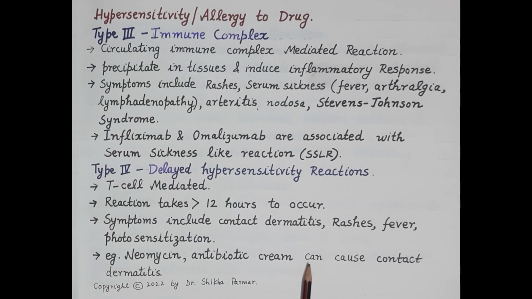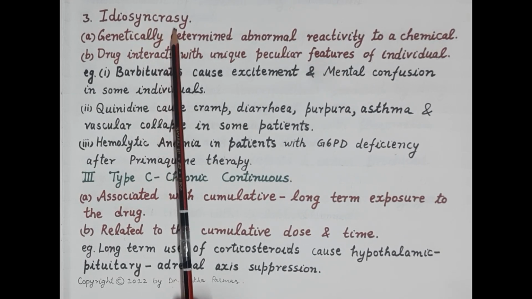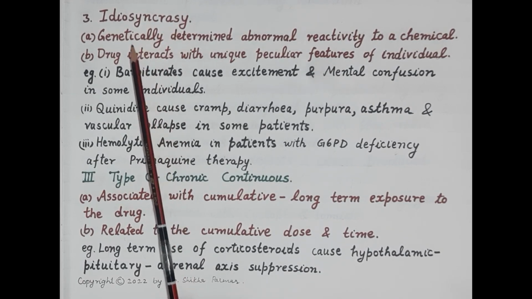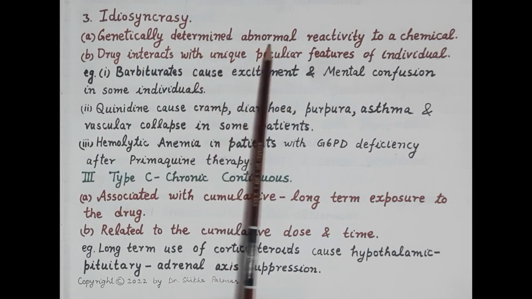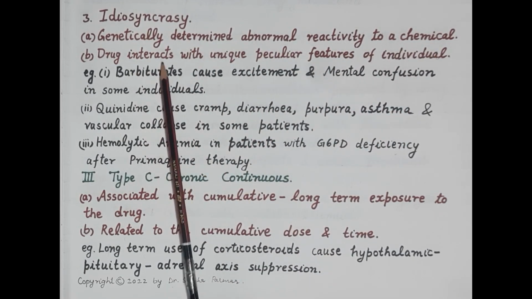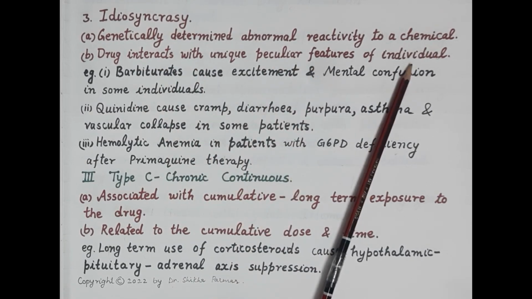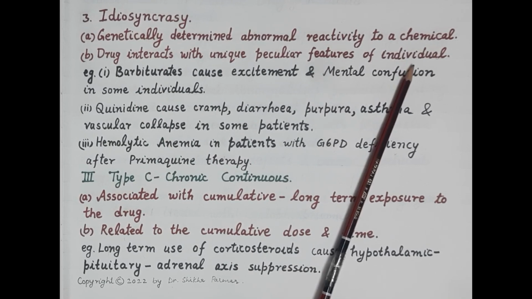Now, after allergic reactions, let's discuss the third type of bizarre reaction, that is idiosyncrasy. This is a genetically determined abnormal reactivity to a chemical. Drugs interact with unique, peculiar features of the individual and produce idiosyncratic reactions.